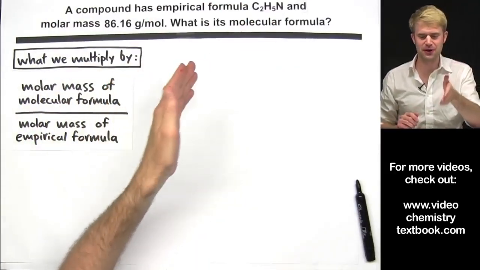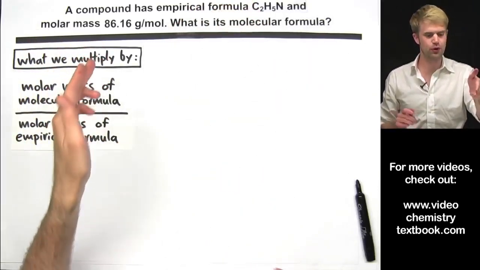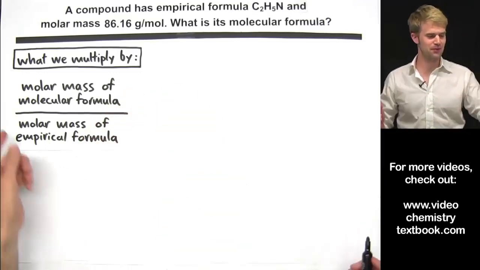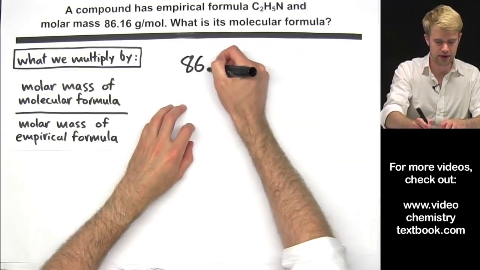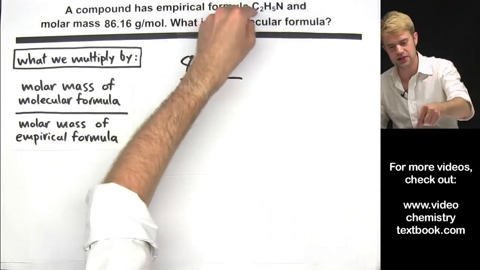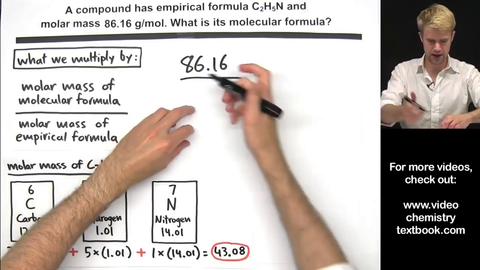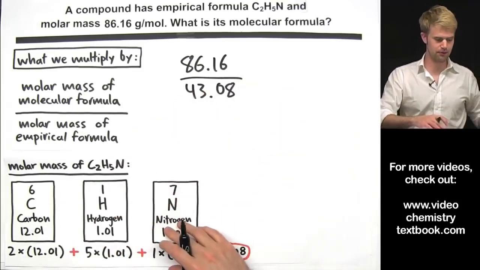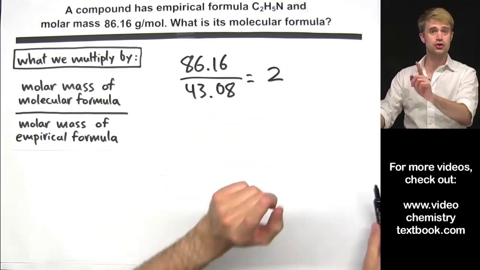A compound has empirical formula C2H5N and molar mass 86.16 grams per mole. What is its molecular formula? Okay, we'll take the molar mass of the molecular formula, 86.16, and we'll divide it by the molar mass of the empirical formula, C2H5N. Here I have the calculations. 43.08 is the molar mass of the empirical formula. We divide this by this, and we get 2.